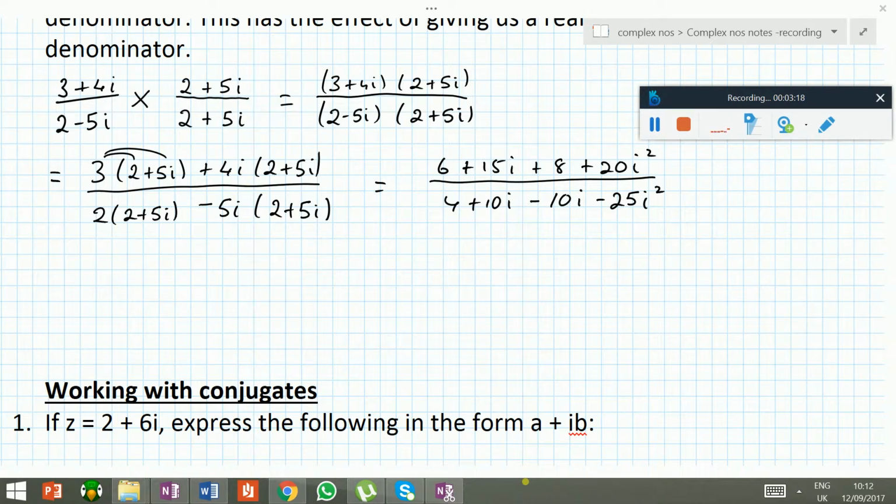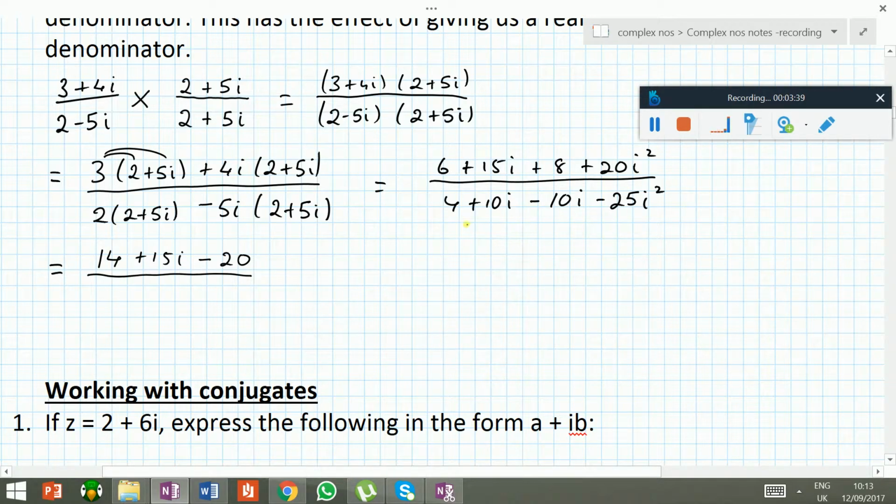And that is equal to, okay, I'm going to add the 6 and the 8, so you get 14 plus 15i. Now, i squared is equal to minus 1, times 20 is minus 20. And I'm going to do the same here. So it's 4. See these two? These are cancelling. And then you've got to just evaluate this bit here, so minus 25.